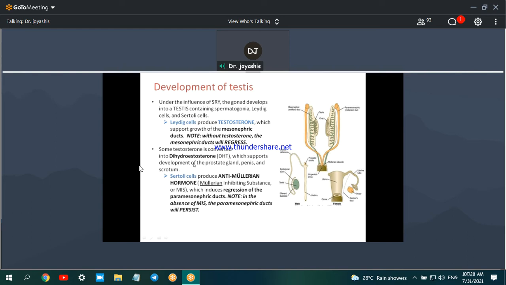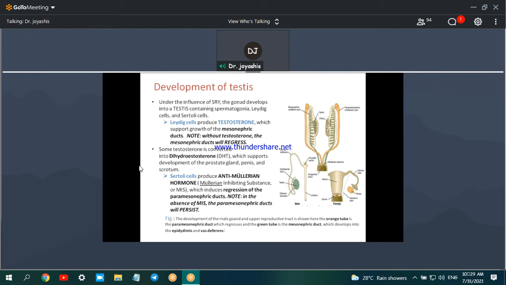Some testosterone is converted into dihydrotestosterone, which supports development of the prostate gland, penis, and scrotum. Sertoli cells produce antimullerian hormone, or mullerian inhibiting substance, which induces regression of the paramesonephric duct. In the absence of mullerian inhibiting substance, the paramesonephric duct persists, as in the female. In the male, the mesonephric duct persists.